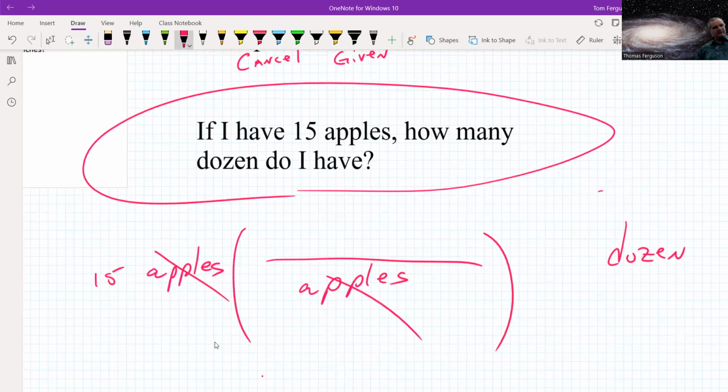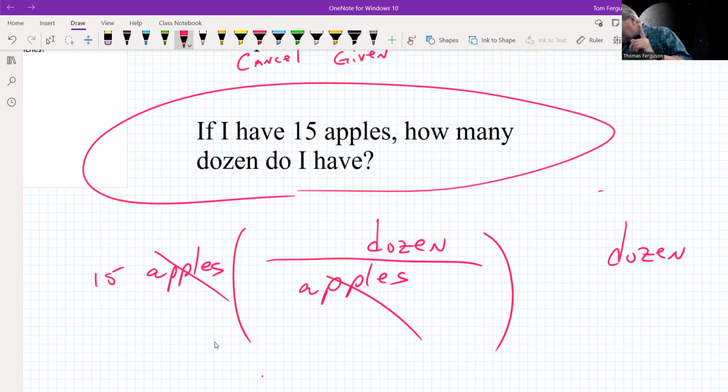So we want to find a fraction that's got dozen and apples on it. And we have such a beast. We know there are always 12 apples in 1 dozen, by definition.